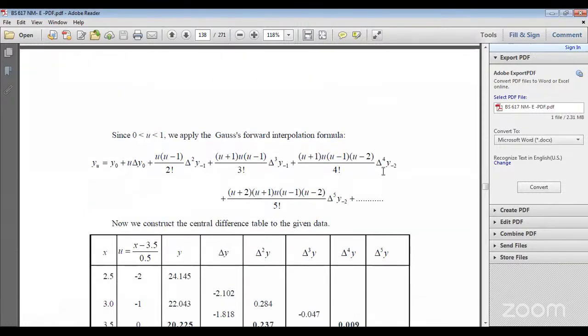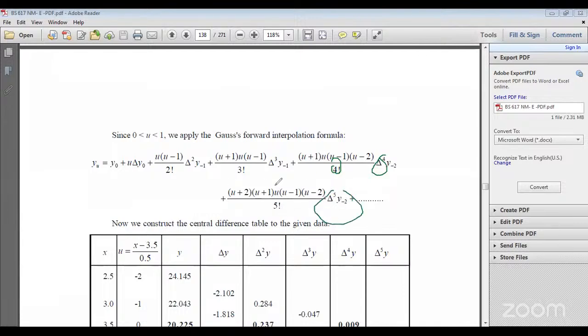Since u is greater than or equal to 0 and less than 1, we can apply the Gauss interpolation formula. y at u is equal to y naught plus u delta y naught plus u into u minus 1 by 2 factorial delta square y minus 1, plus u plus 1, u, u minus 1 by 3 factorial delta cube y minus 1, plus u plus 1, u, u minus 1, u minus 2 by 4 factorial, here 4 factorial comes with delta 4 y minus 2, plus u plus 2, u plus 1, u, u minus 1, u minus 2 by 5 factorial, that is delta 5.